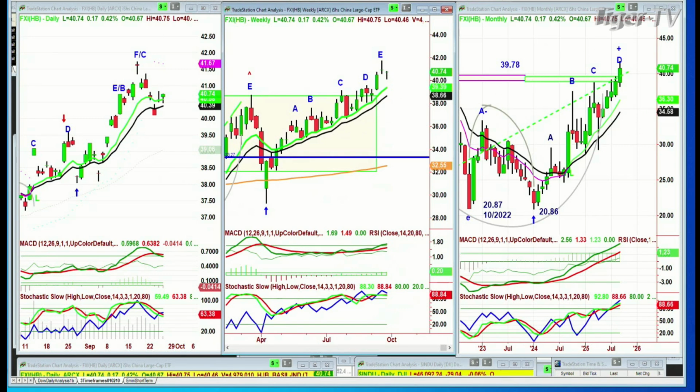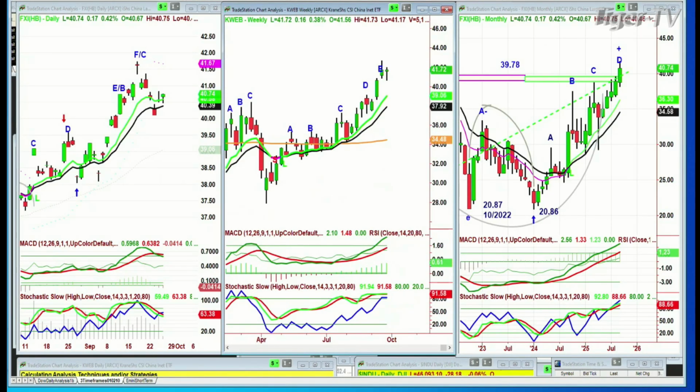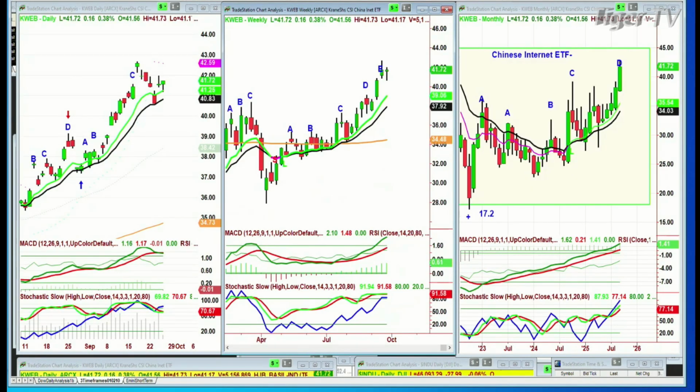The other one was KWEB, I think it was. I forgot to look. KWEB is the Chinese Internet ETF, leg D in the monthly, leg E in the weekly. Well, it hasn't finished Friday. I have to wait for it. But so far, it's a leg E and a peak C in the weekly. Still very positive. I'll be back in a moment.